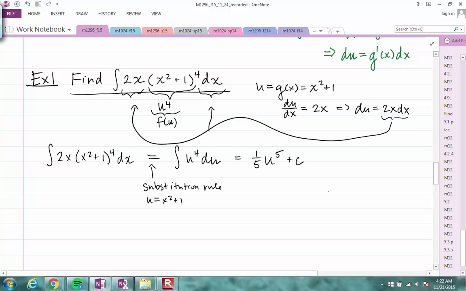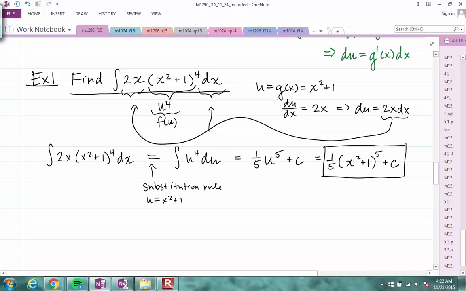And so you do it. We just took the integral there, and then you should back substitute your g of x, which was the x squared plus 1, or I should say the u, and we're done. So that's using the substitution rule.